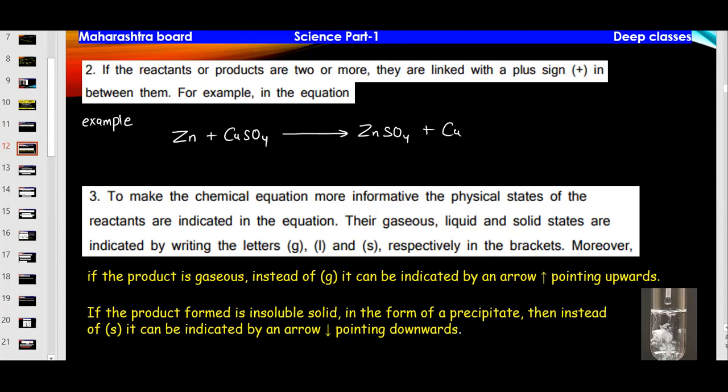Sometimes it's not required to write g. For example, if the product is gaseous, instead of writing g in the bracket, you can indicate it by writing an arrow pointing upward. So you just mention it like this. This copper is a solid product we have got. But suppose there was carbon dioxide here, and this is in gas form. So instead of writing g here, what we will do? We will not write g. We will just put an arrow like this. So it is clear that this carbon dioxide is in the gaseous form.